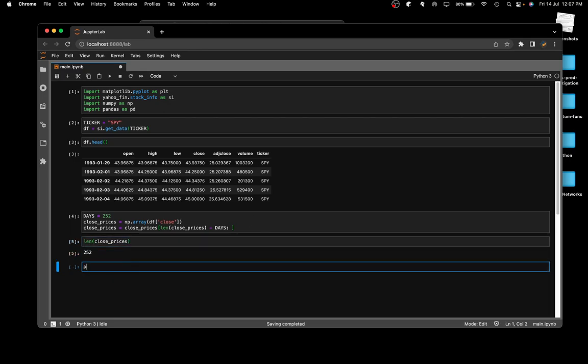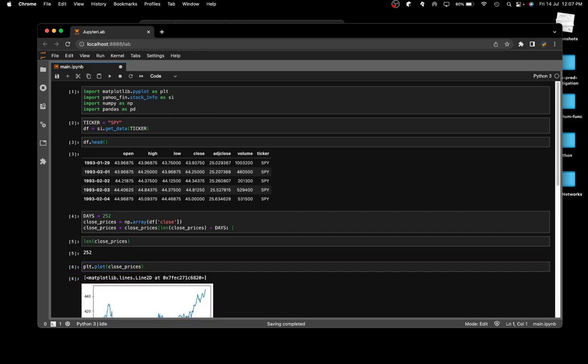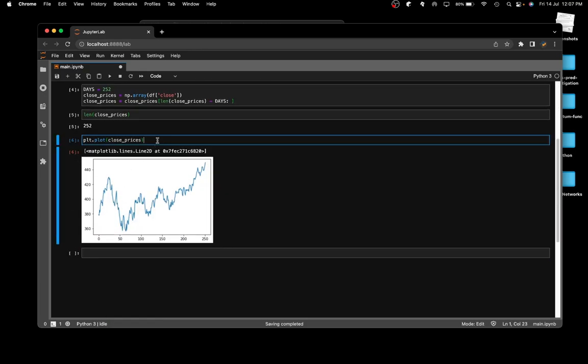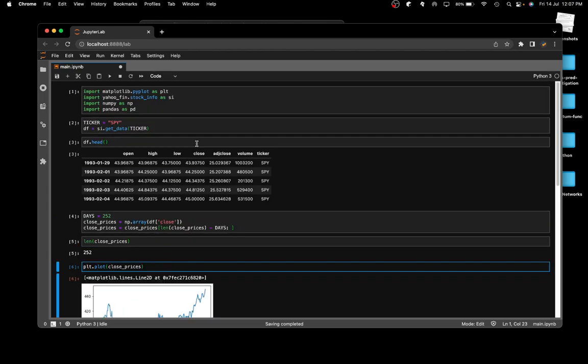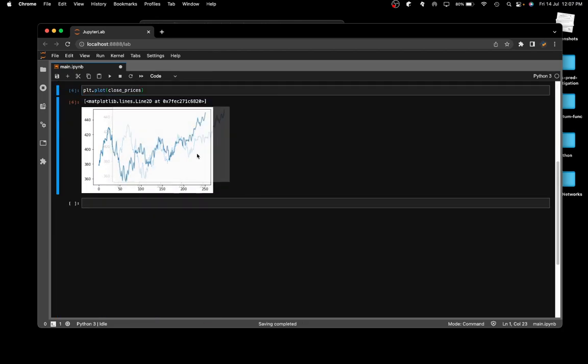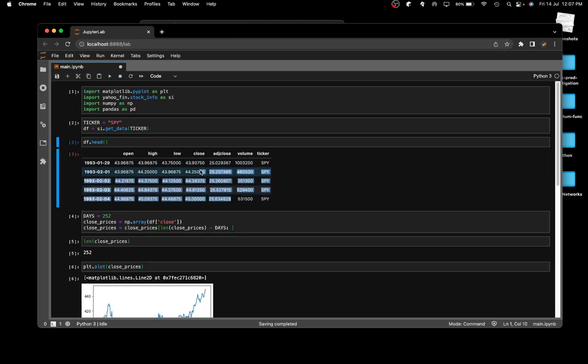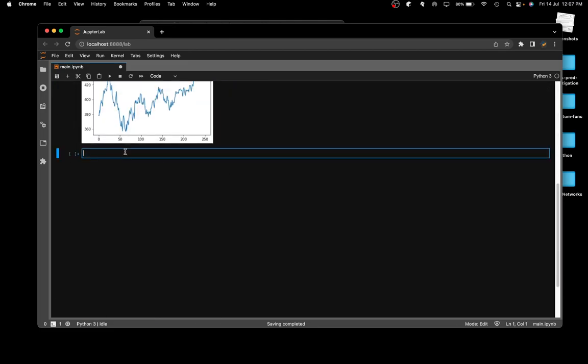Now let me show you what they look like. We can do a plot of the close prices, and there it is. You can call plot.show if you want, but that's not needed. Alright, so as you can see, we have the plot of our close prices, which is looking pretty good.